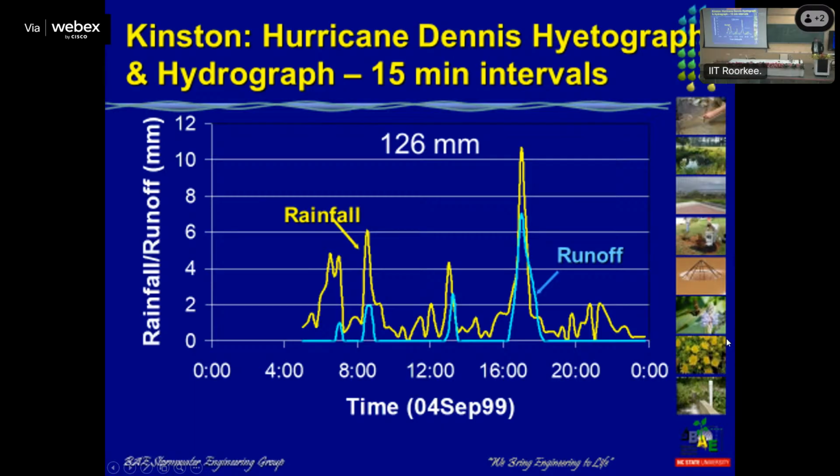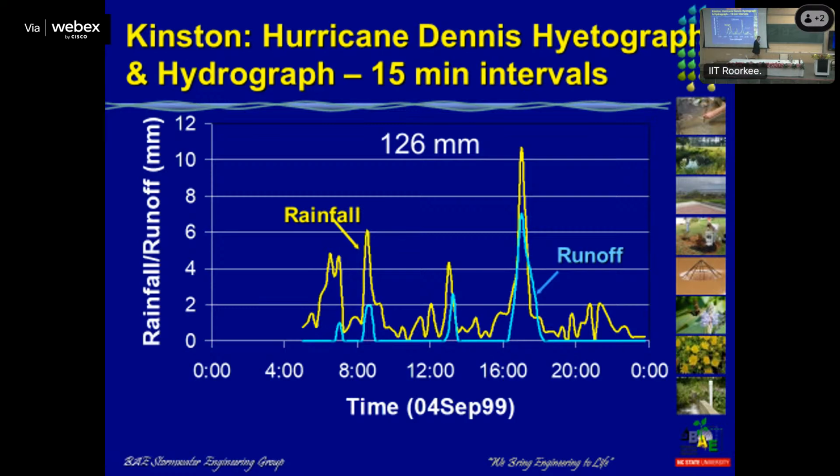We had a big hurricane. The blue is the runoff hydrograph. The yellow is the rainfall. And what do you see here? What I'm guessing you see is that for every 4 drops of rainfall, and that was a pretty big storm, 126 millimeters over the course of a day, for every 4 drops of the yellow rain, we only had 1 drop of runoff. Pretty good. And where a lot of other parts of the city were underwater, this part was actually quite dry.